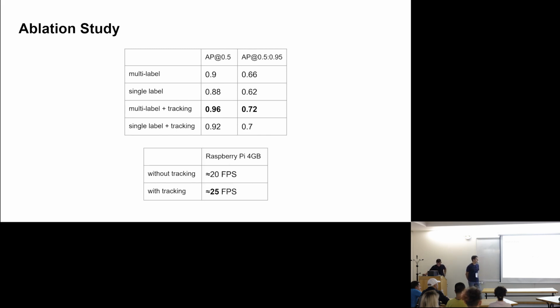And here you can see the evaluation on a Raspberry Pi device. Without tracking, we got 20 frames per second, and with tracking, we got 25 frames per second, which is really good for solving our problem.